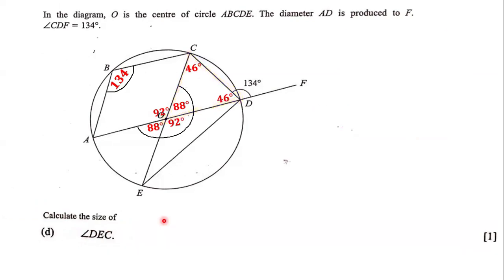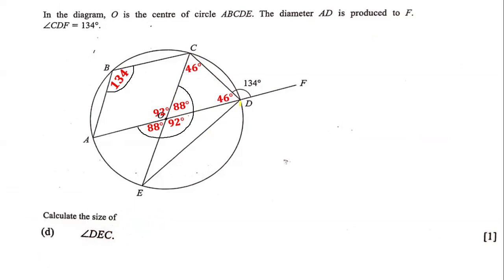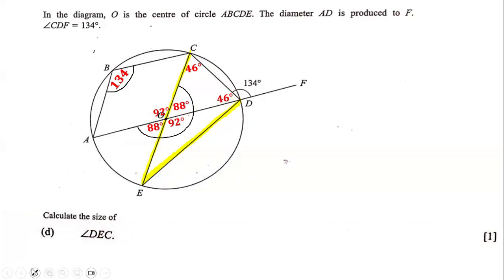Next we need to figure out the size of angle DEC. Let's highlight that. What is the size of angle DEC? What we actually want to figure out is the size of this angle right here. The same angle right here. What is the size of this angle?